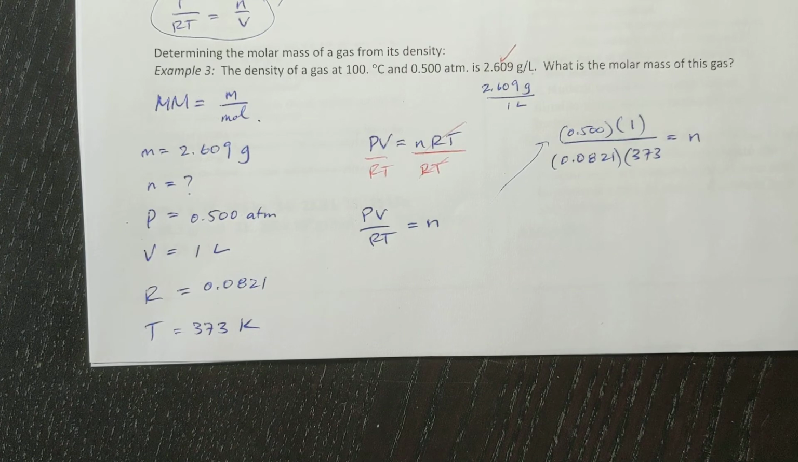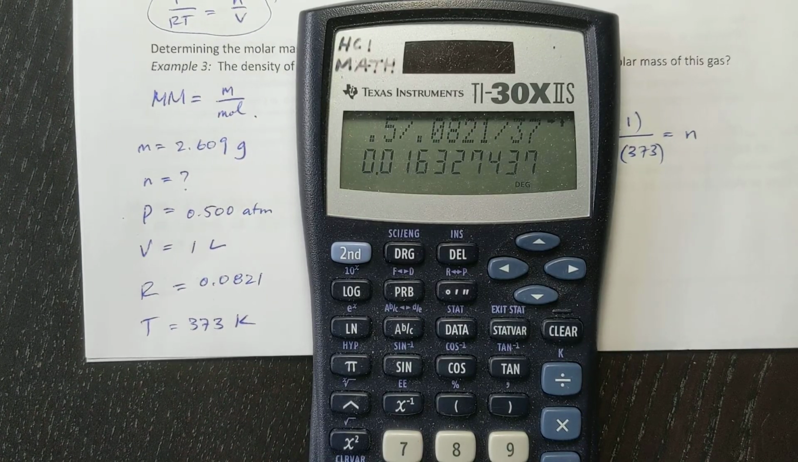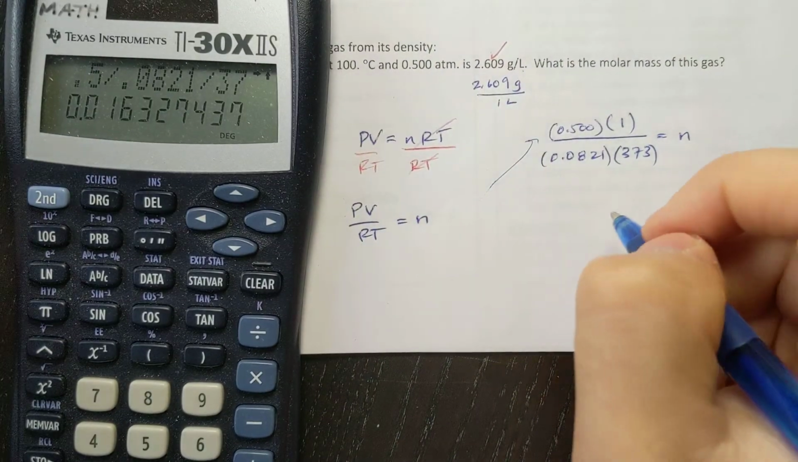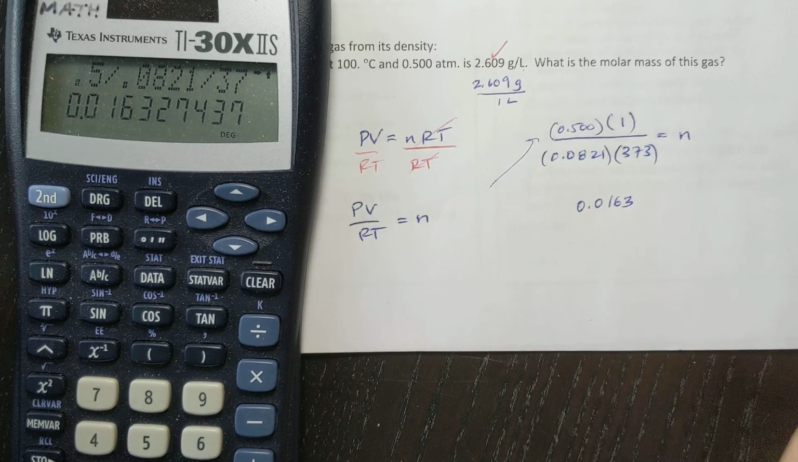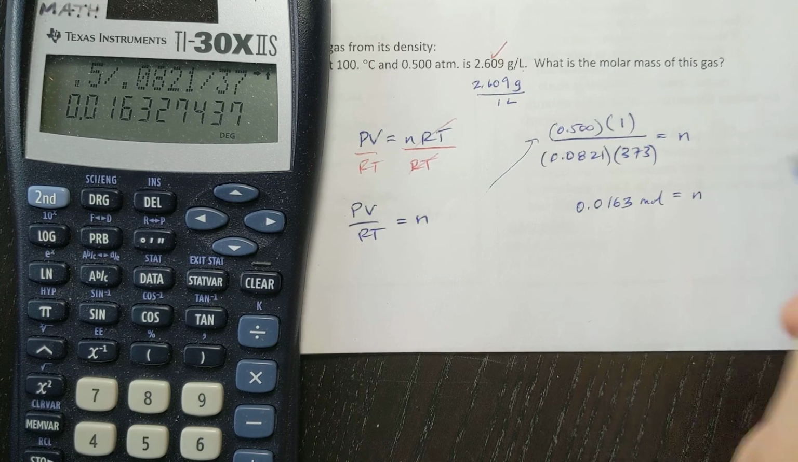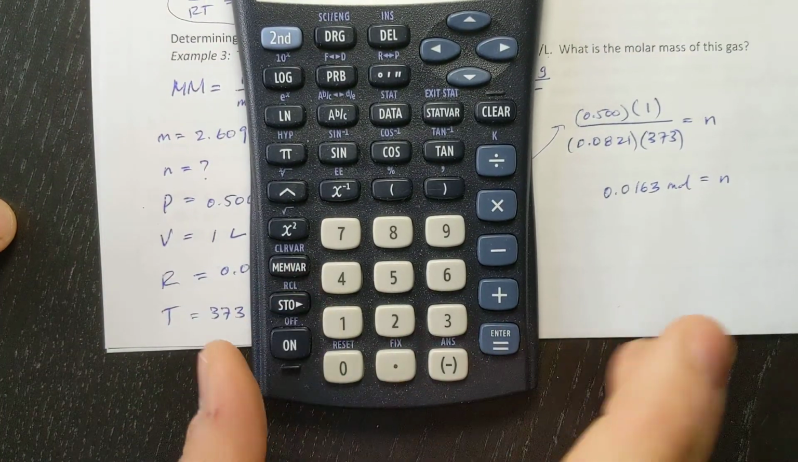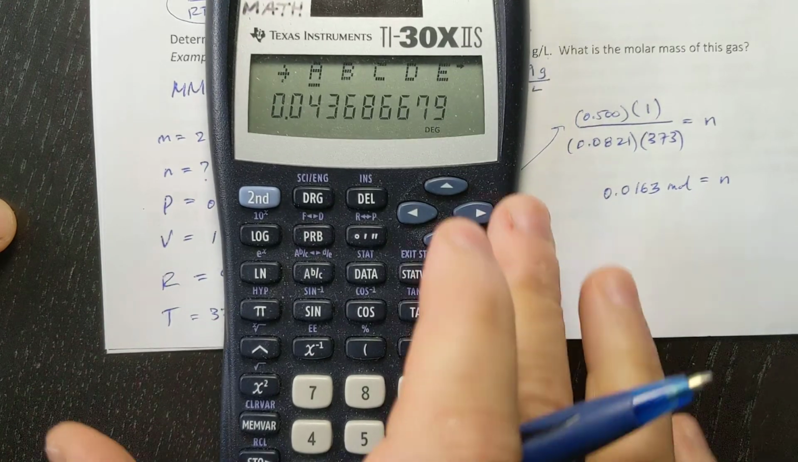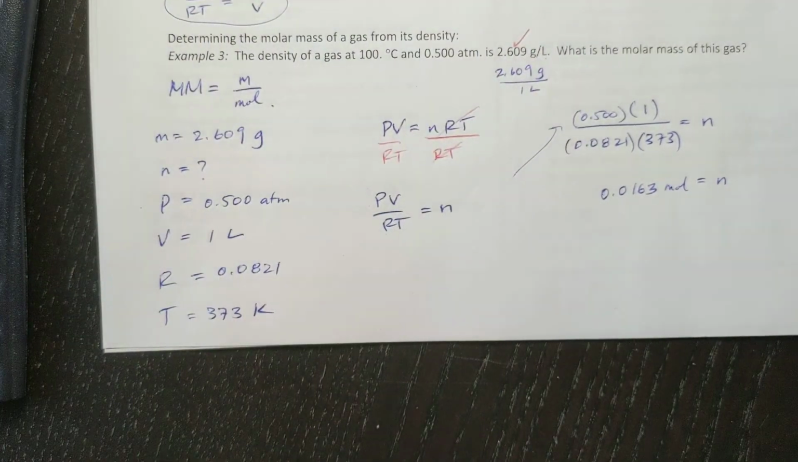Okay, I'm just going to take a second to put that into my calculator. Okay, so this is what I get: 0.016327. So 0.0163 moles as my N value. But I'm going to keep this in my calculator right here. One way I can do that with this calculator is I can store, so STO, and I'll store that in my A memory slot, and then I can clear it and recall it later.